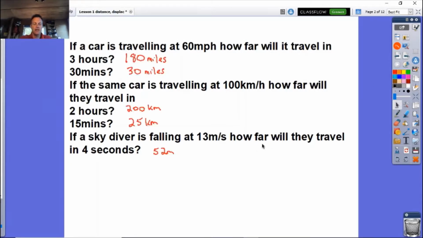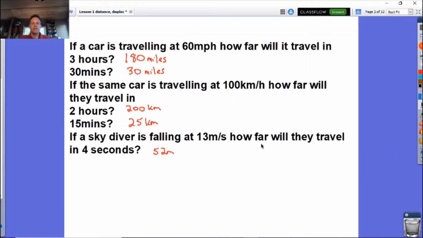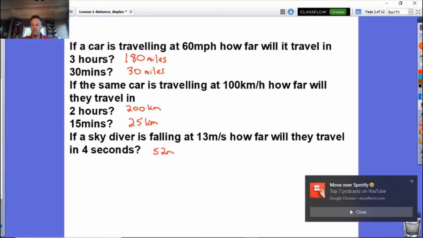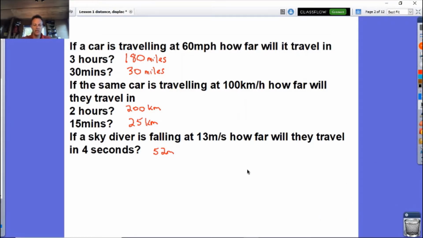These are the answers. The car's travelling at 60 miles per hour, how far does it travel in 3 hours? 180 miles. And in 30 minutes? 30 miles. The same car's travelling at 100 kilometres per hour, how far will it travel in 2 hours? 200 kilometres. 15 minutes? 25 kilometres. And if a skydiver is falling at 13 metres per second, they travel in 4 seconds 52 metres. And this is all the stuff that you should have done before.